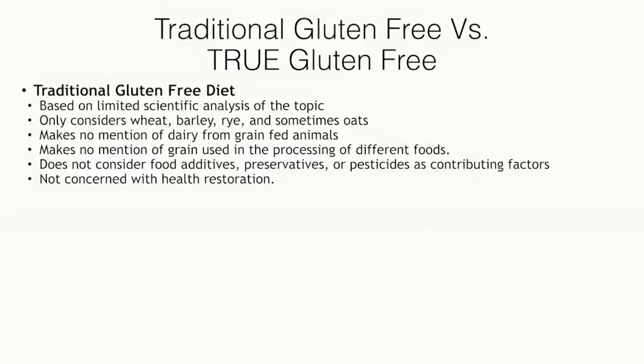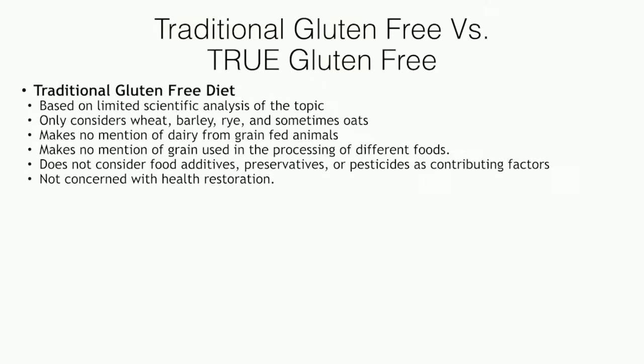Okay, so this is where we get into traditional gluten-free. Traditional gluten-free is the classic definition. It is the gliadin found in wheat, barley, and rye, the known protein that contributes to celiac disease. That's your traditional gluten-free definition. It's based on a limited scientific analysis of the topic. It only considers wheat, barley, rye. Some people will say that oats are an issue, and it's kind of conflicting information. You'll get some that say oats are a problem, some that say oats are not a problem. Stick with me, we're going to talk about why oats are a problem.